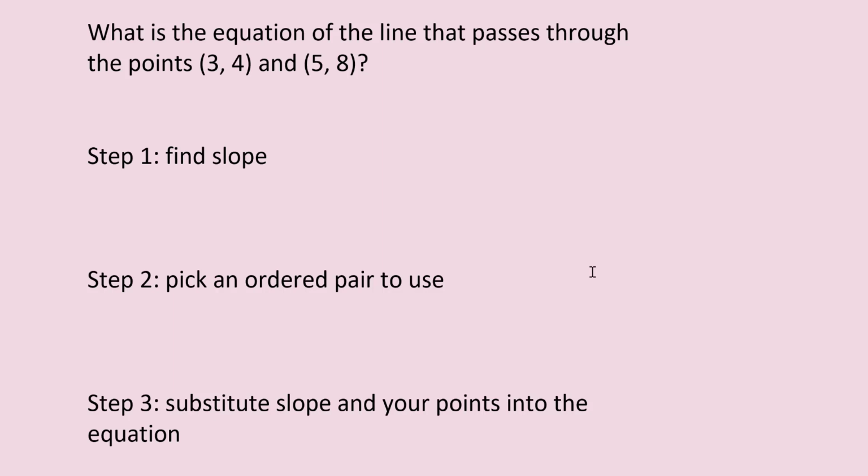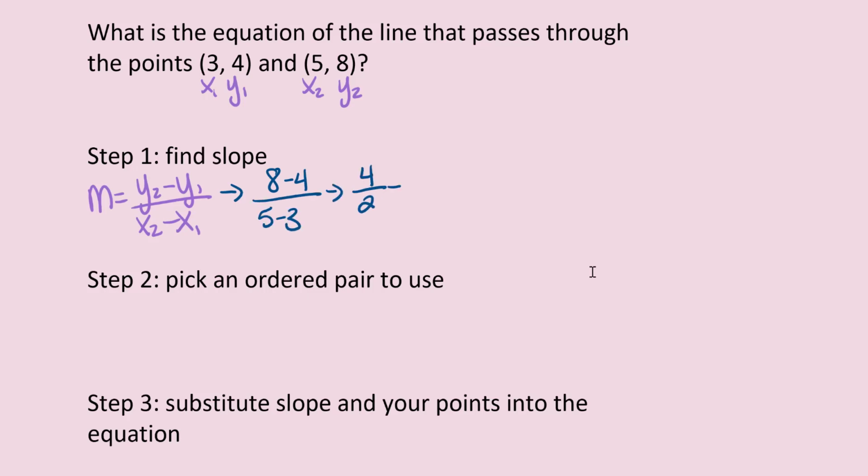Remember that slope is y2 minus y1 over x2 minus x1. And it doesn't matter which point you make x1, y1 and which one you make x2, y2. So I'll have 8 minus 4 over 5 minus 3, which gives me 4 over 2, which can be reduced to 2 over 1, or just 2. Either way works, it's completely your choice.